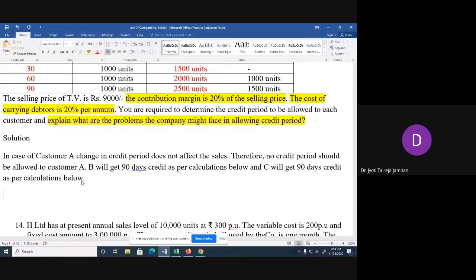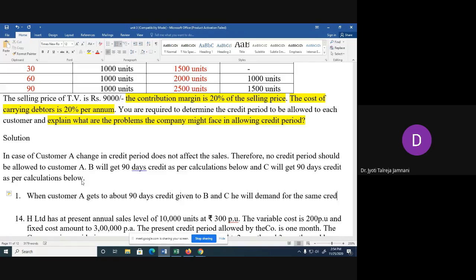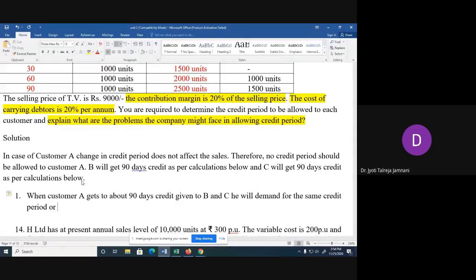I'll type it here, you note it down, or later when you write down in your books, you can note it down. The first problem, when customer A gets to know about 90 days credit given to B and C, he will demand the same credit period or cash discount because he's paying immediately. I hope it's clear. Anybody having doubts? No, ma'am. So he will say either give me discount or you give me 90 days time to pay.